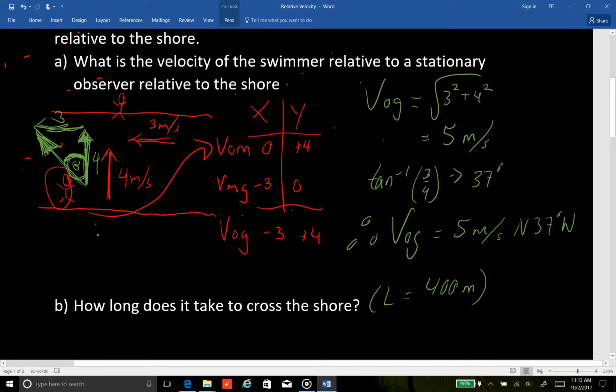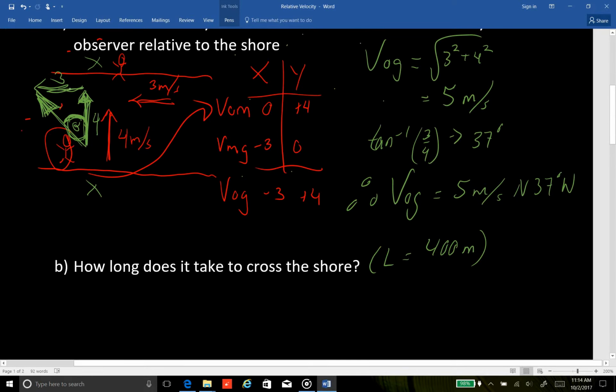So from where they were here to where they end up is 400 meters across. How long would it take to get across the shore? So time is distance over what? Okay. Or distance over velocity, right? Displacement over velocity, but in this case it's the same thing because we're going one direction. All right, what's the distance? Okay, 400, right? And that's 400 meters north.